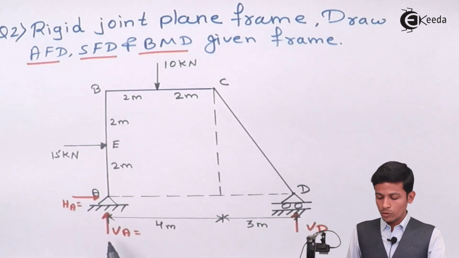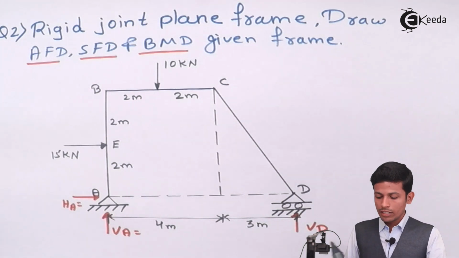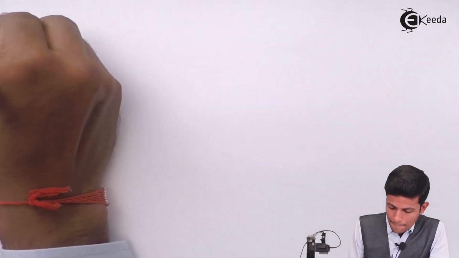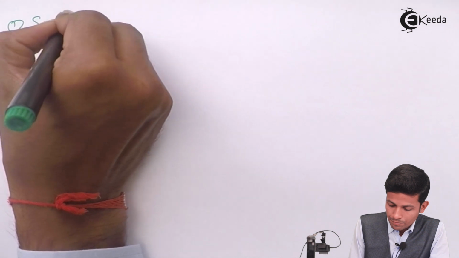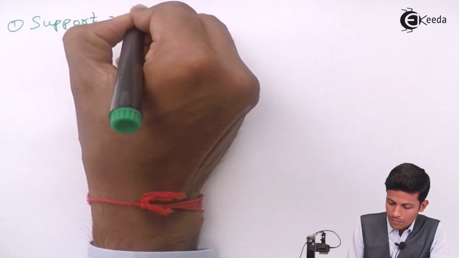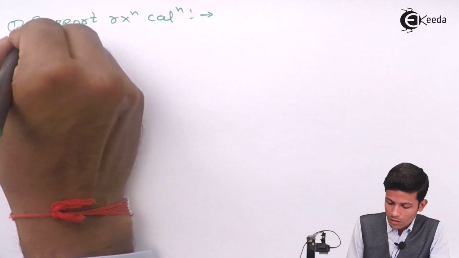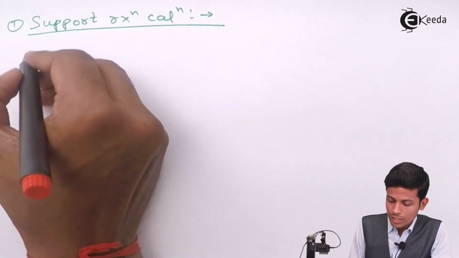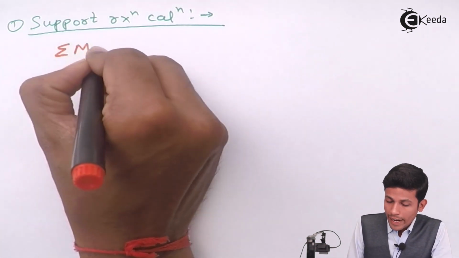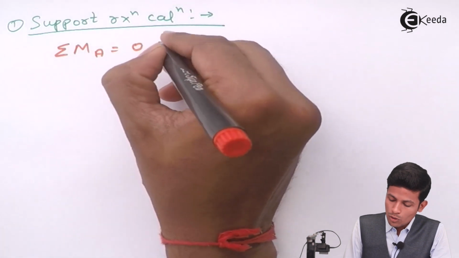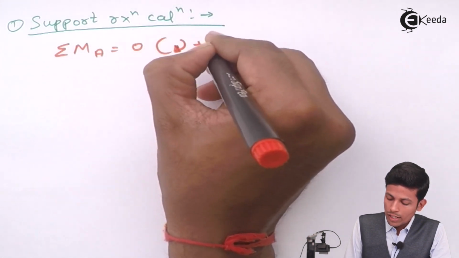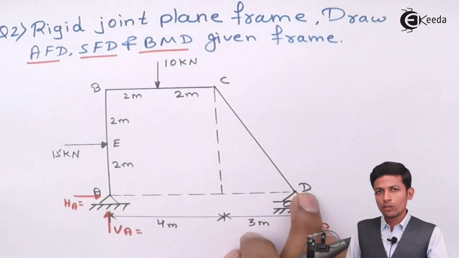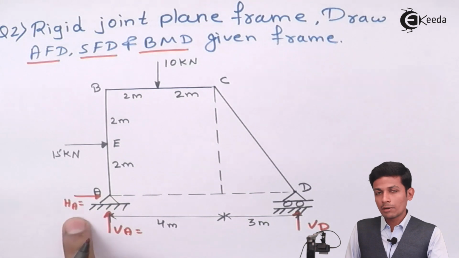Now find the reactions VA and VD. How will you find them? Our first step will be support reaction calculation. In support reaction calculation, first we take summation of moment at A equal to 0, clockwise positive. Now let's see why we are taking moment at A. You can take moment at B also. If you take moment at A, then this part will get 0.